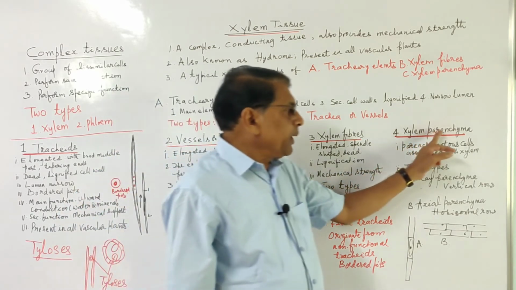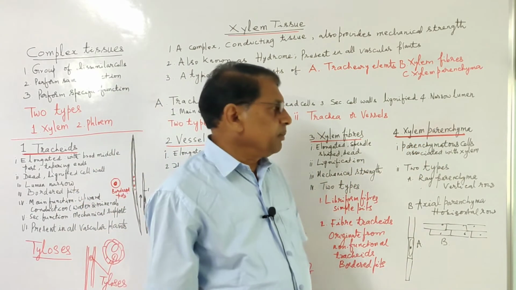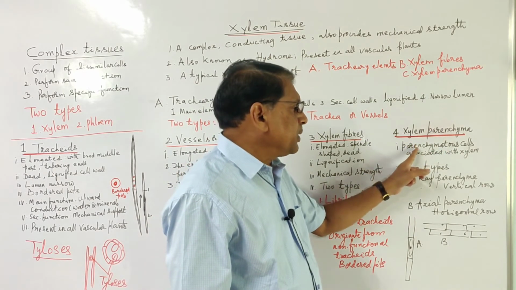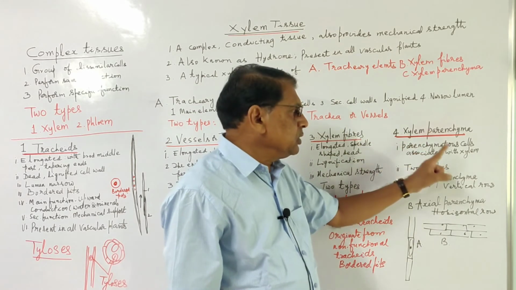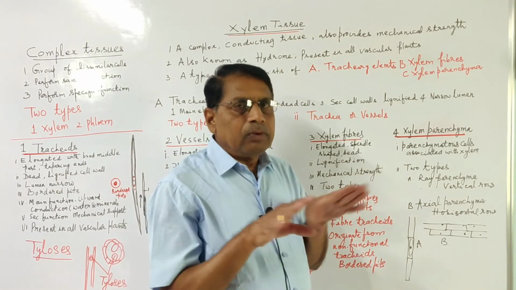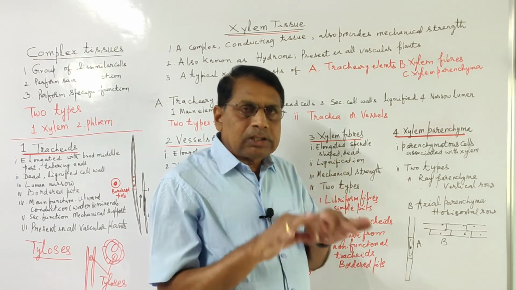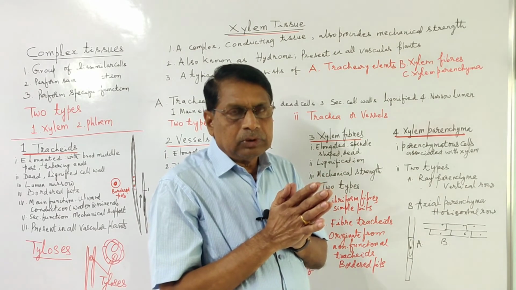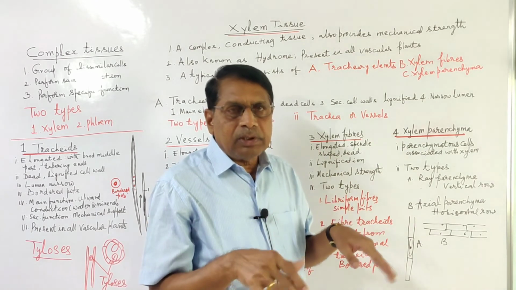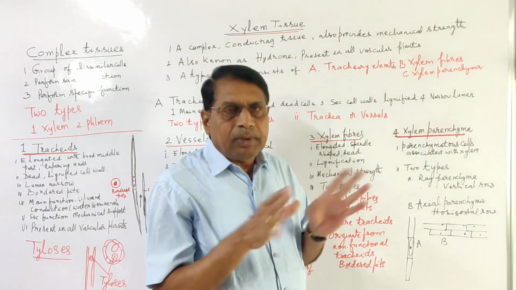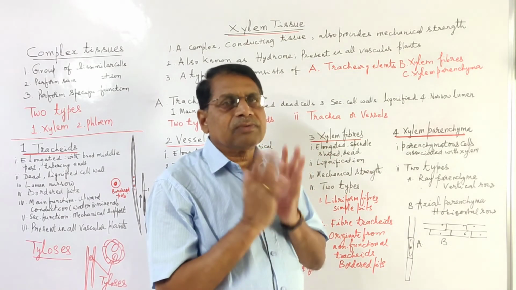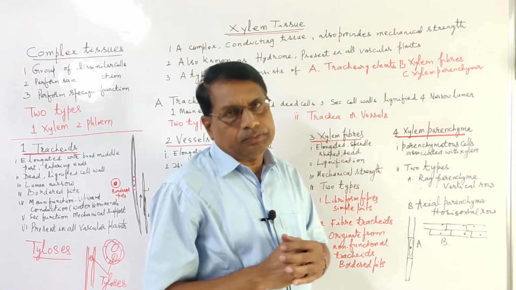Then xylem parenchyma, the fourth type of tissue is xylem parenchyma. We can say parenchyma cells present in the xylem or associated with the xylem. Two types. When we say parenchyma cells, the secondary cell wall is absent, it is not lignified, cytoplasm will be thin, very peripheral to the cell wall, nucleus present, vacuolated, all the characteristics of the parenchyma cells we can apply here.